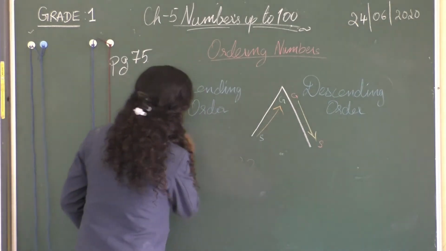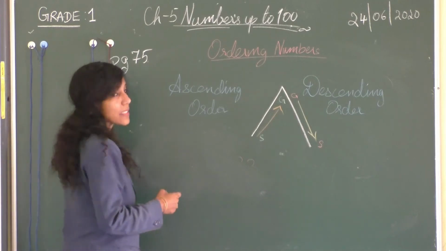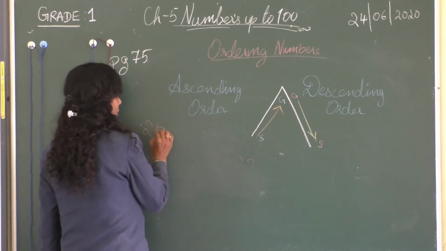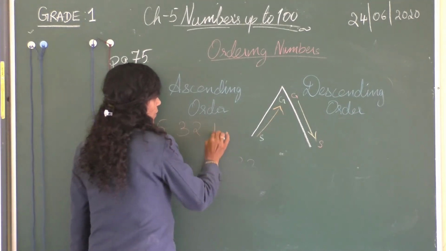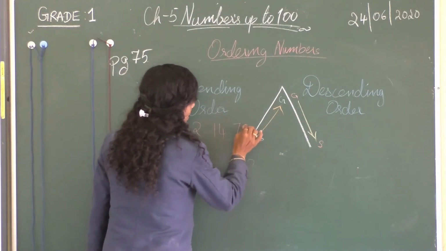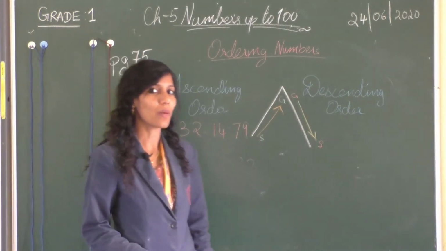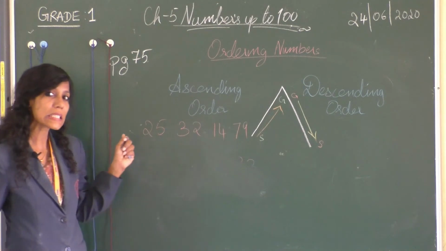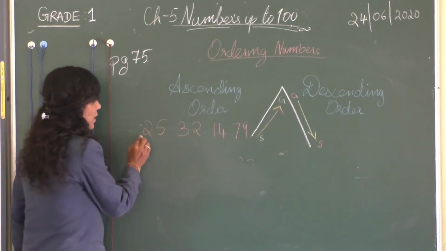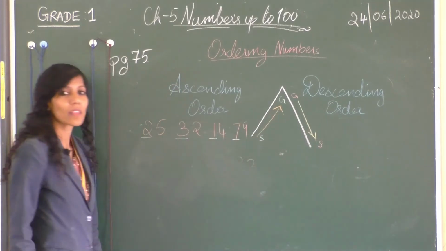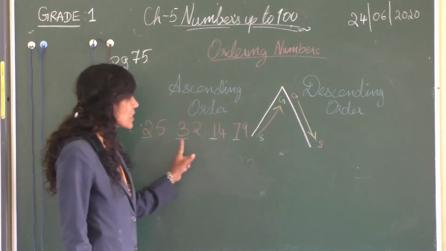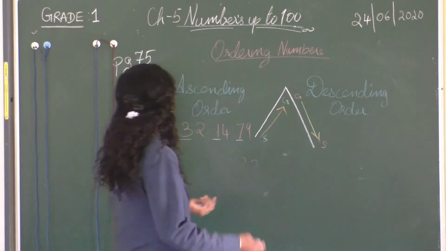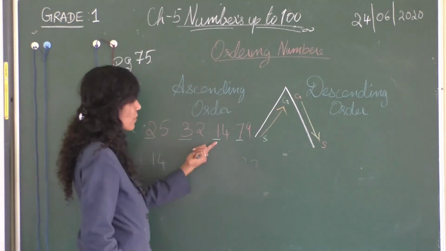Next, let us take the next example. Let it be 25, 32, 14, 79. Now we are going to the first digit of the given number. First digit, that is tens position, all the tens position. 2, 3, 1, 7. Which is the smallest? Yes, you know. Naturally. 14. 14 is the smallest number because 1 is small.